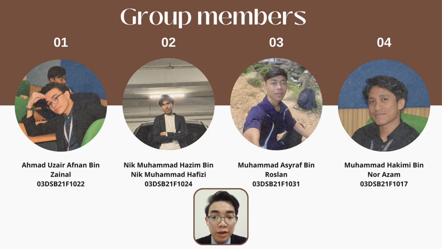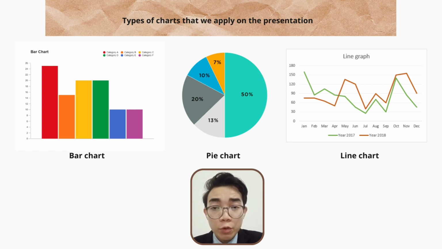We will show you the graph that indicates the percentage and the level of stress among these four things. Basically, what you are going to see are the three types of graph that we apply to our presentation to make the viewer or reader understand more about what we present. So there's a bar graph, pie charts, and line charts. These three are the graphs that we apply in our presentation.